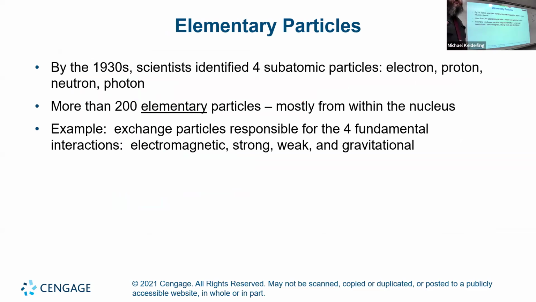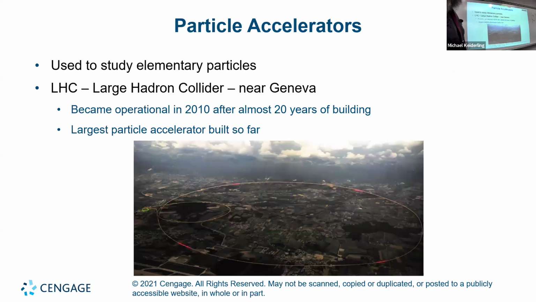But we've also found other elementary particles beyond the 4 subatomic particles we imagine: the electron, proton, neutron, and photon. There are more than 200 elementary particles. There are the exchange particles responsible for the 4 fundamental forces. There are the things that neutrons and protons are made of, quarks. There's a bunch of other things like neutrinos. And particle accelerators are used to study elementary particles.